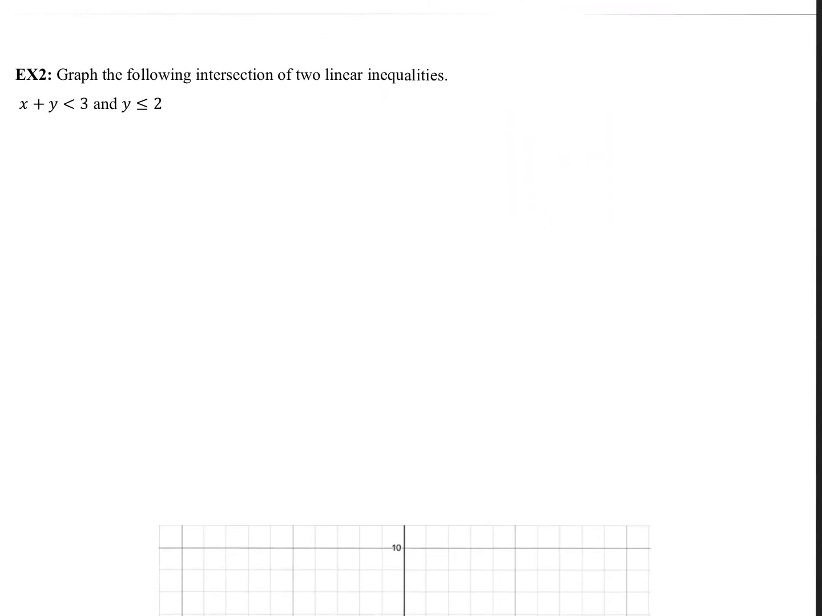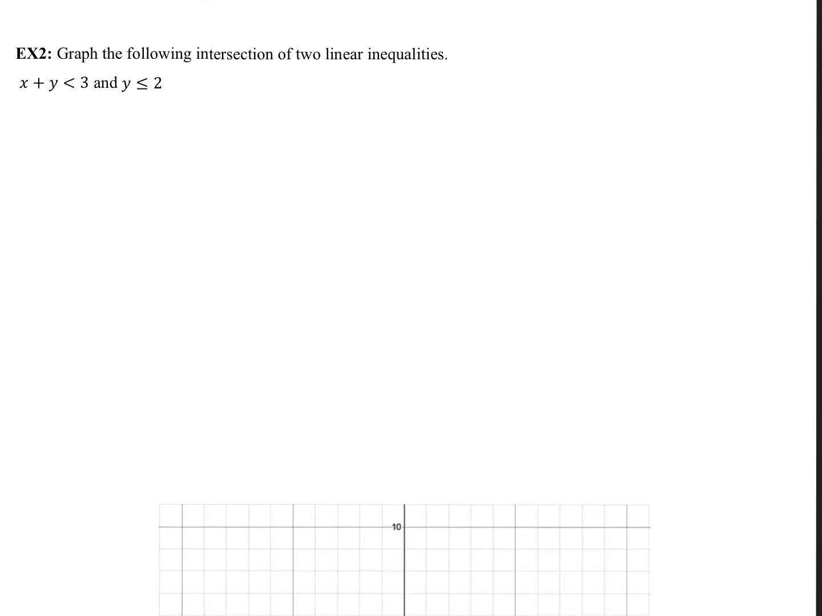Okay, let's see. Example 2. Graph the following intersection of 2 linear inequalities. Okay, so now we're moving this up. Instead of just graphing one inequality on a graph, we're going to take a look at 2.